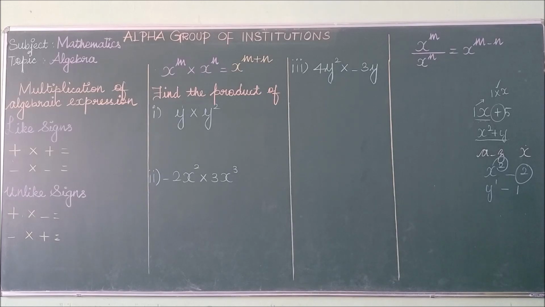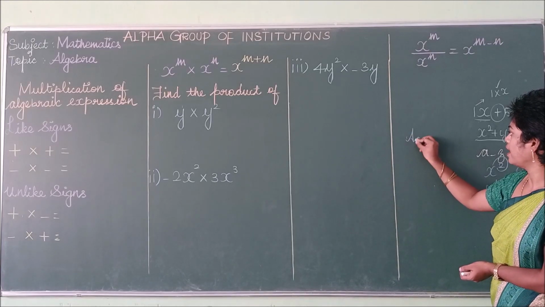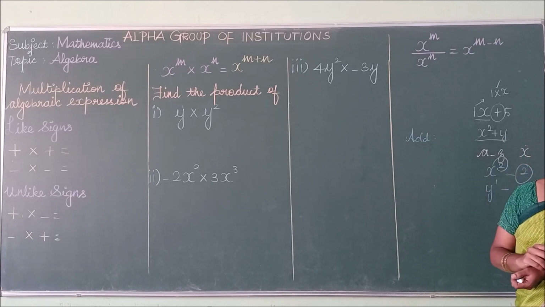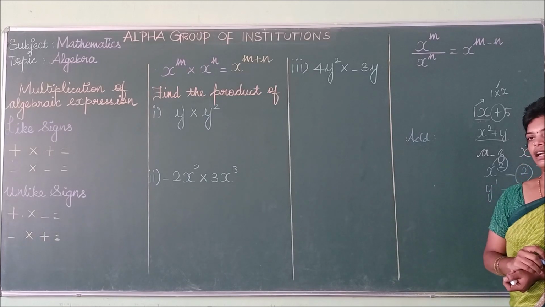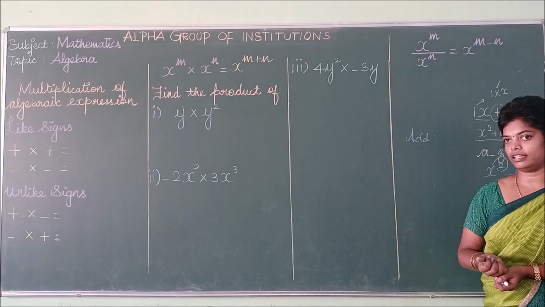So this is already learned. Then we want to know about add and subtract, from our previous session. First, adding. If you want to add or subtract any terms, first you have to keep in mind like terms and unlike terms. Like terms must have the same factor value.